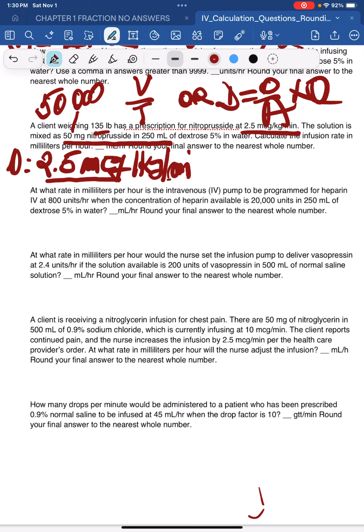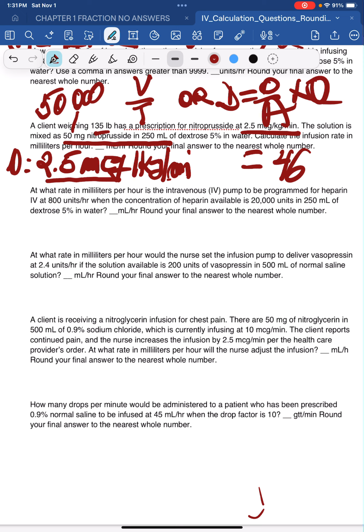You see, you are looking on the problem here for how many milliliter per hour. So get 135 divided by 2.2. You got 61. You multiply that by 2.5. 153. Then multiply that by 60. You have the long number right there. And then you multiply that by quantity, which is 250. Then divide that by your available, which is 50,000. Now, your answer is going to be 46. They say round to the nearest whole number, it will be 46 milliliter per hour.